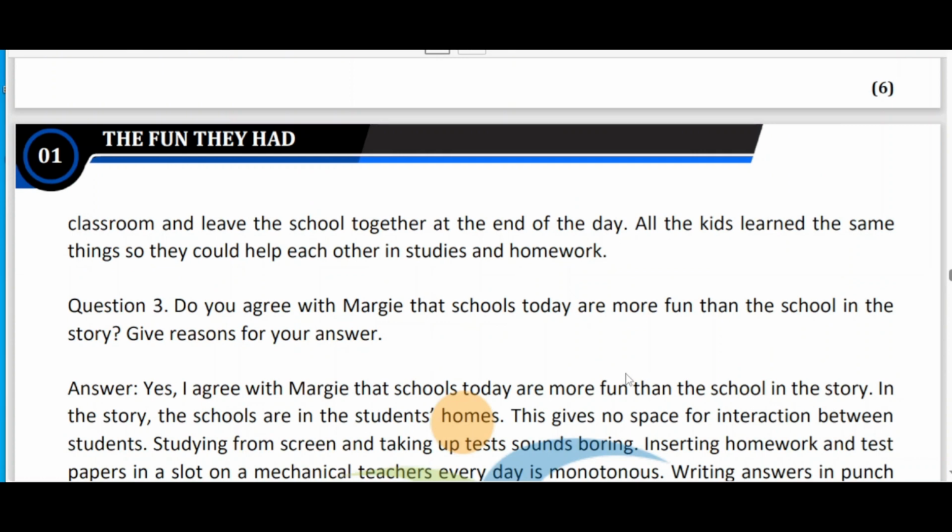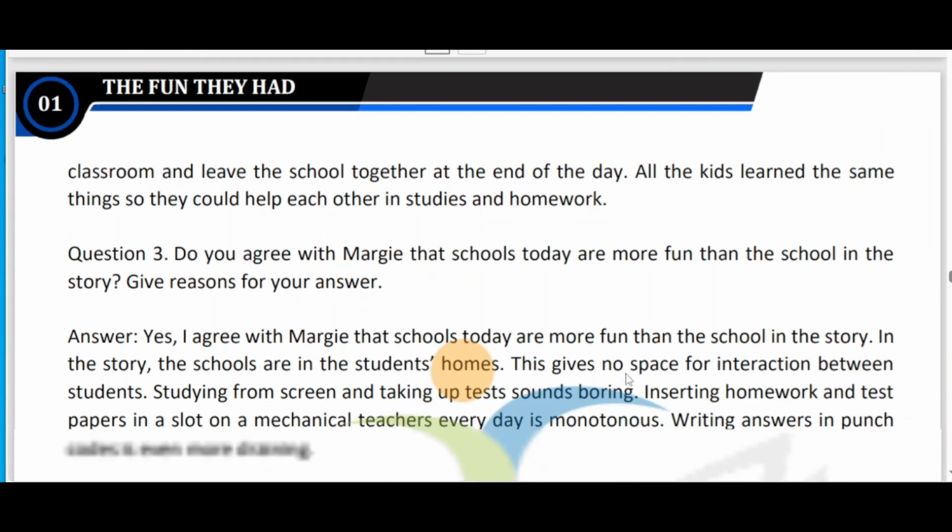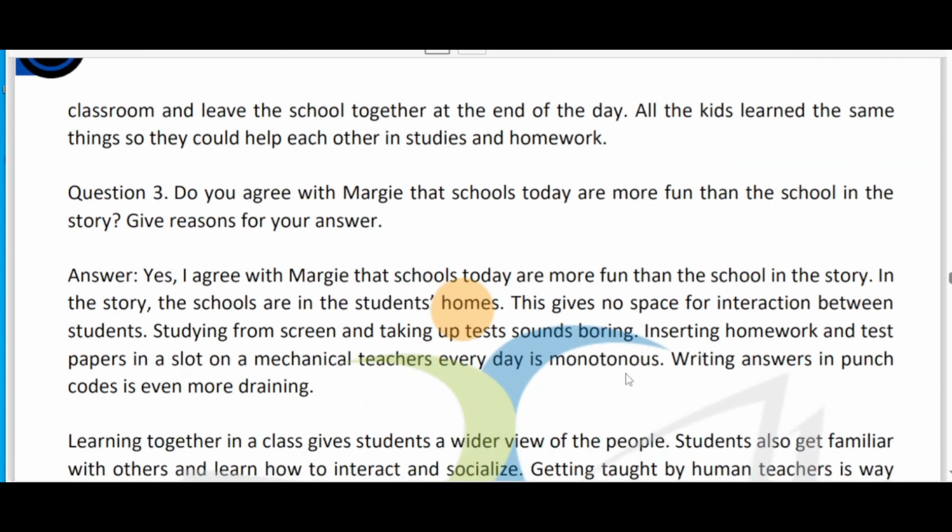Question number three: do you agree with Margie that schools today are more fun than the school in the story? Yes, we completely agree. Margie said schools today are more fun than the school in the story, but futuristic schools are not at the level of what we have today.